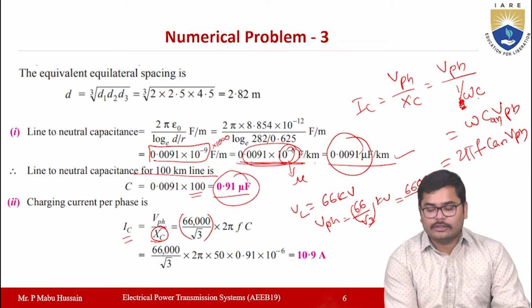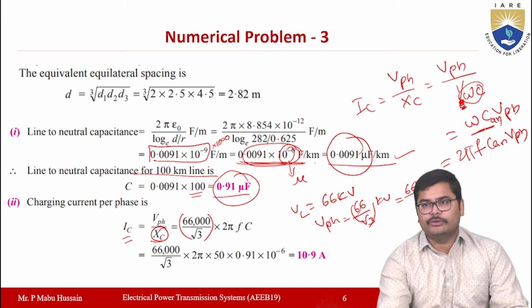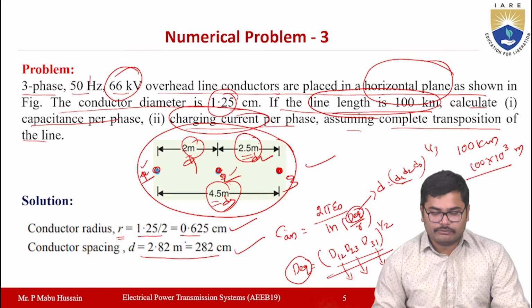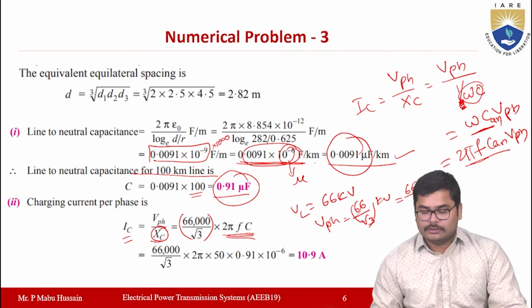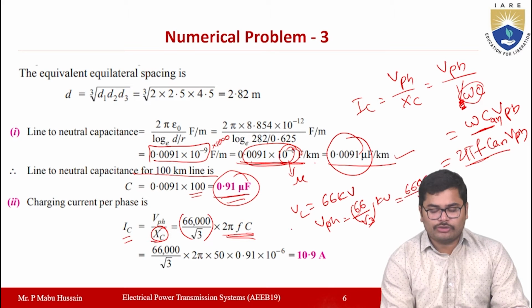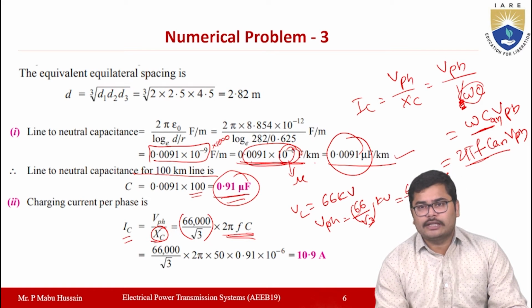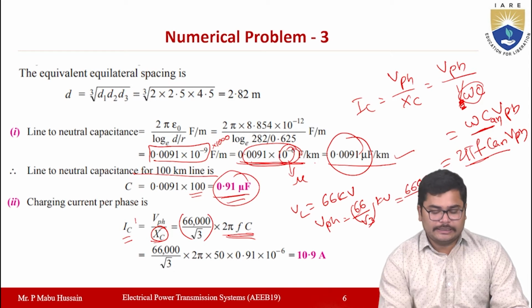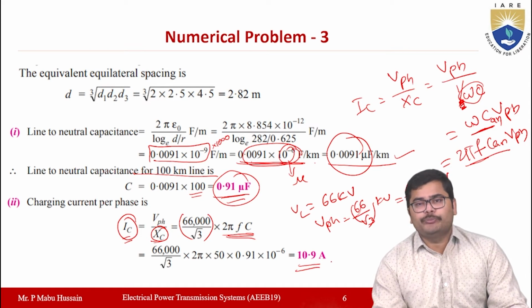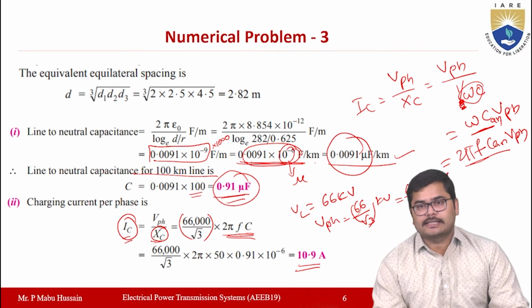Now this XC can be written as 1 by omega C. When it comes to the denominator, this will become omega into CAN. So this omega you can write as 2 pi f, so you will get 2 pi f C here. And the frequency is given in the problem itself, which is 50 Hz. Then the value of C is 0.91 microfarad. So if you substitute all the values, the frequency and capacitance values, then the value of the charging current you will get is equal to 10.9 amperes.